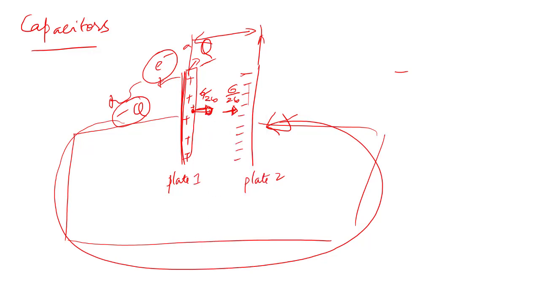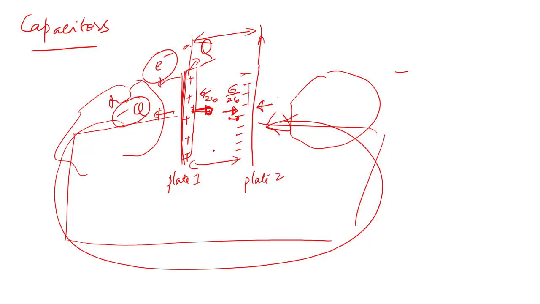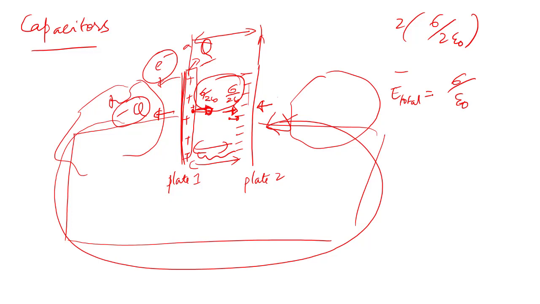Whereas for the other plate, if I were to bring in the same positive test charge, it would get attracted, right? And on this side, it would point this way, and here it would point this way, right? So if these plates are very close, then you can assume that the fields outside the plates almost cancel out each other. But in between the plates, you have 2 times sigma by 2 epsilon naught. So the total electric field between these plates would be sigma by epsilon naught, where sigma is the charge density.